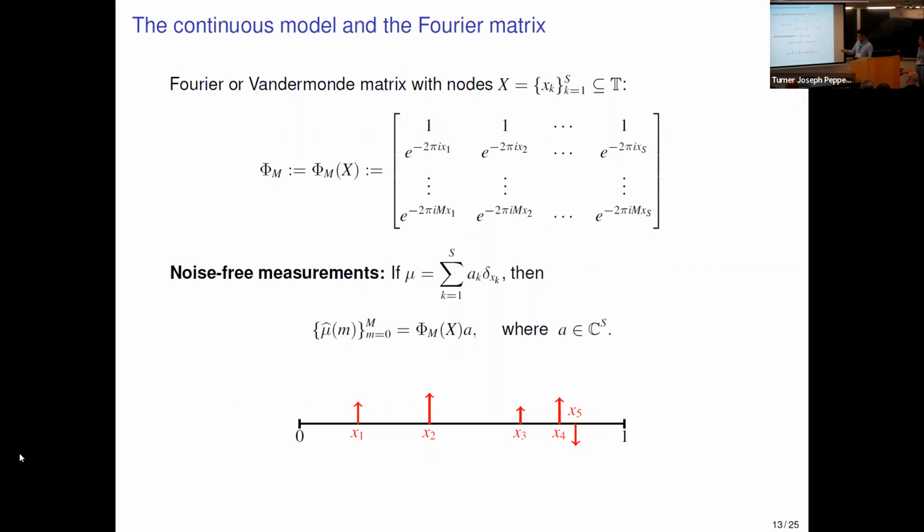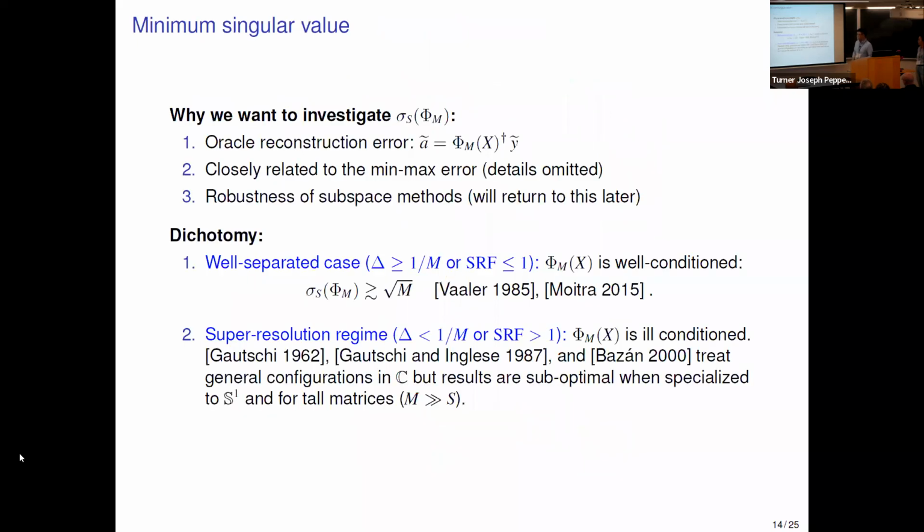And this, if we try to recover the measure from these measurements, it's a non-convex, nonlinear inverse problem. Okay. So we're going to make a bit of a jump here, and we're going to study the smallest singular value of these matrices. You might ask, why is this natural to do so? There's a few hints already.